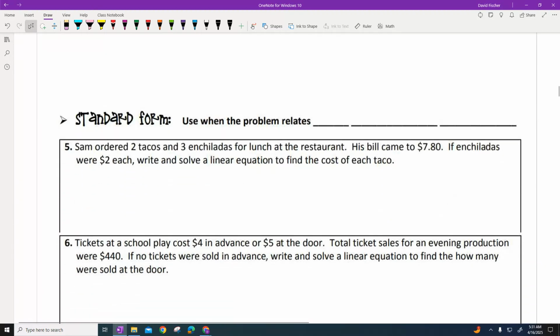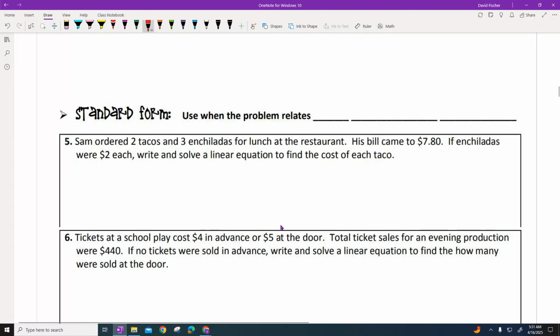Sometimes they'll give us two items, and they're two different items. So I want to put two different objects here. And so if they're giving us two different objects, then I'm going to use standard form to write my word equation. And standard form was when I put one object plus the other object and I have a total.